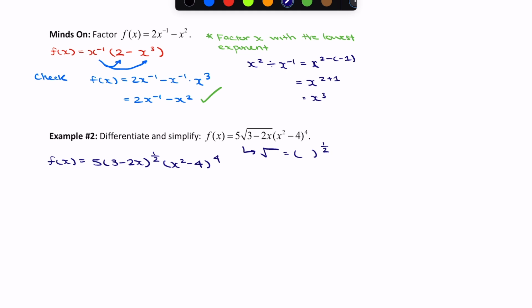So here, if we label this, we can label the first term as g of x and the second term h of x. So here we're going to be using the product rule again. So we have f prime of x is equal to g prime h plus g h prime.